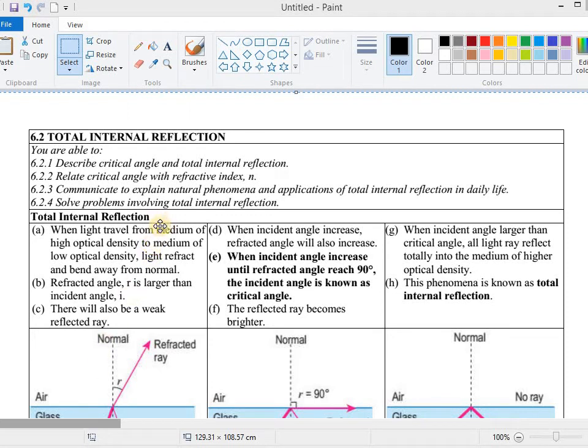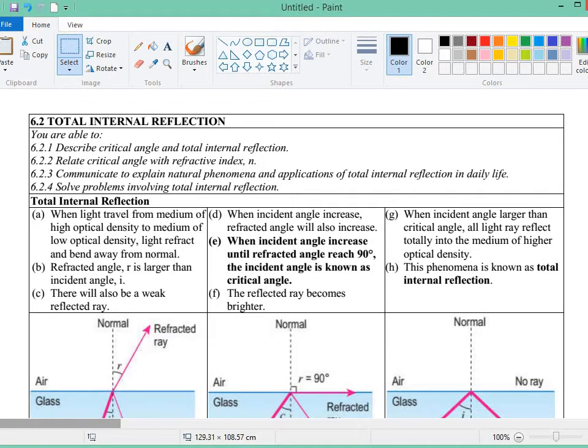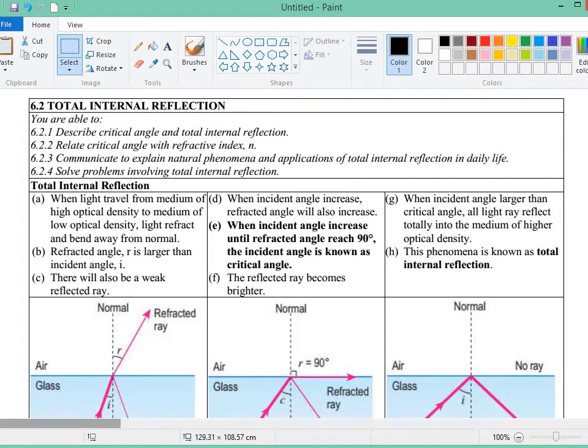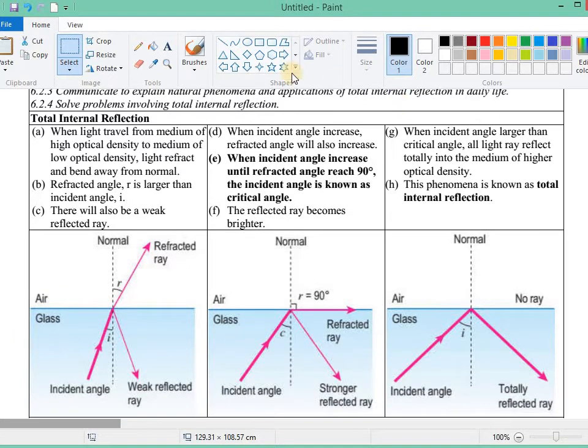Alright, total internal reflection. Okay, 6.2 total internal reflection. Okay, so first, what is total internal reflection? In order to understand what total internal reflection is, we need to look at this incident.